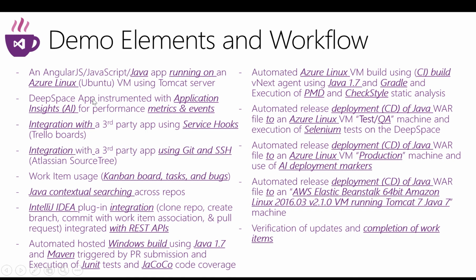The app is actually instrumented with Application Insights, which is our metrics package from Azure, and it'll be tracking the metrics and events that are occurring within the app. I'm going to show you an integration of Team Services with Trello using a technology known as service hooks or webhooks. I will also be showing our Git repo server capability integrated with Atlassian SourceTree, proving that we're using standard industry Git and SSH.